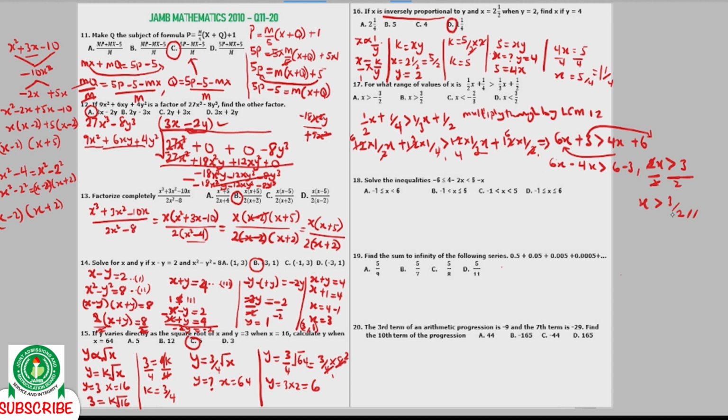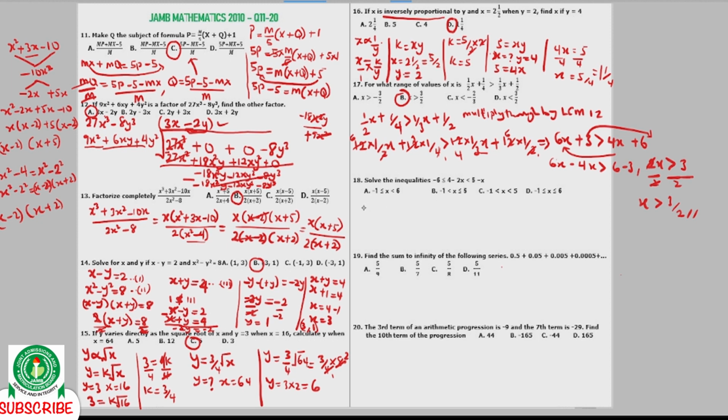Our answer here is x greater than 3 over 2. So is there any option that looks like that? Option B, x greater than 3 over 2. Also number 18 here says solve the inequality minus 6 less than or equal to 4 minus 2x less than 5 minus x.